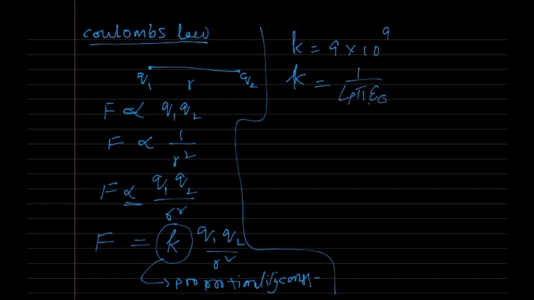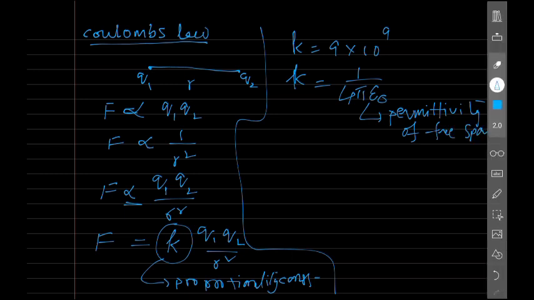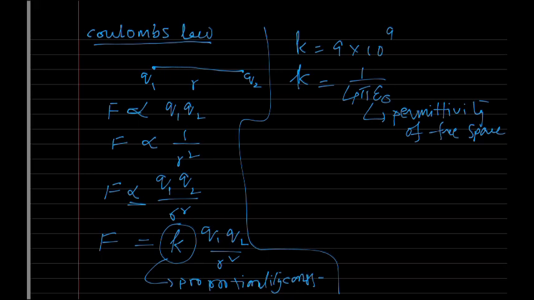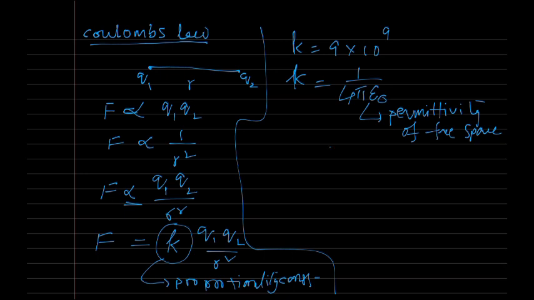What is this epsilon naught? Epsilon naught is the permittivity of free space, that means air. So the permittivity of free space, and its value, we know this value, epsilon naught is equal to 8.85 into 10 to the minus 12 Coulomb square per Newton meter square.